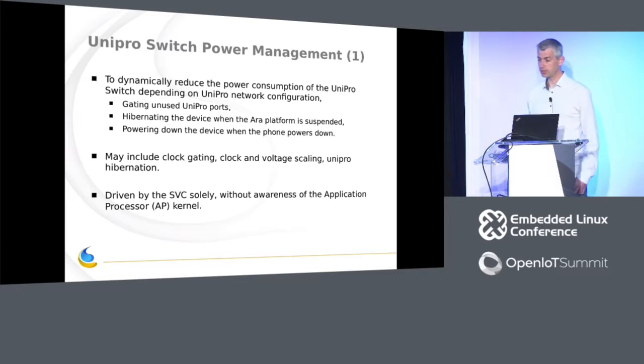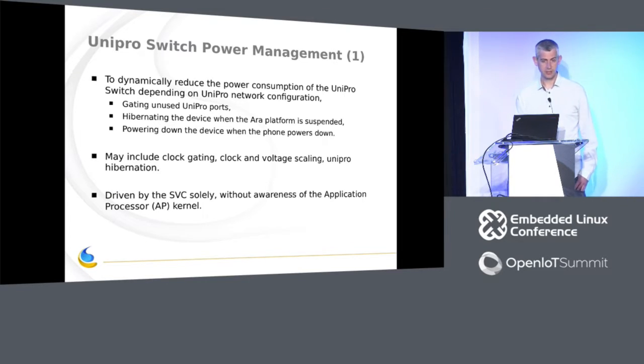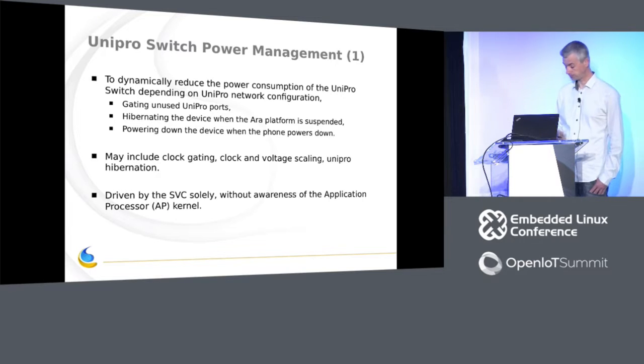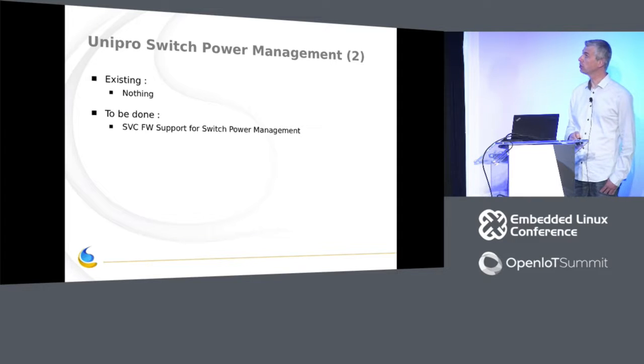There are different power management techniques. It may include, again, clock gating, DVFS, or hibernation, because the UniPro network supports hibernation. It's a state where it retains the link configuration, but saves power. This is purely driven by the SVC. The application processor, the kernel is not involved, and the modules are not involved either. So the main job here was to add this support to the SVC firmware.